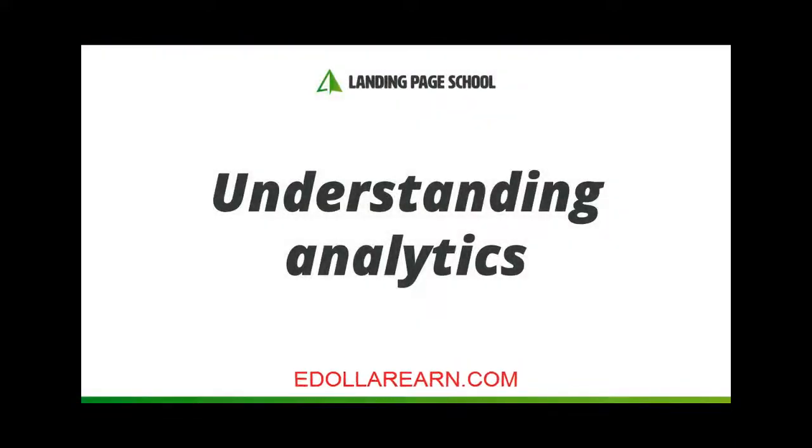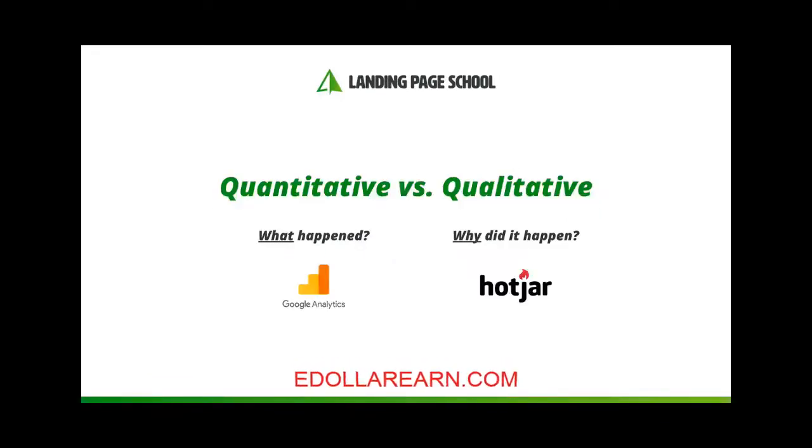In this video, we'll look at how you can use both quantitative and qualitative analytics to make better decisions about your landing page data. Starting from the very beginning, we need to ensure that we're on the same page about quantitative and qualitative data. The most common quantitative tool is Google Analytics, which tells us what happened on our pages, how many visitors we had, what their conversion rate was, how long did they stay on page, and so on.